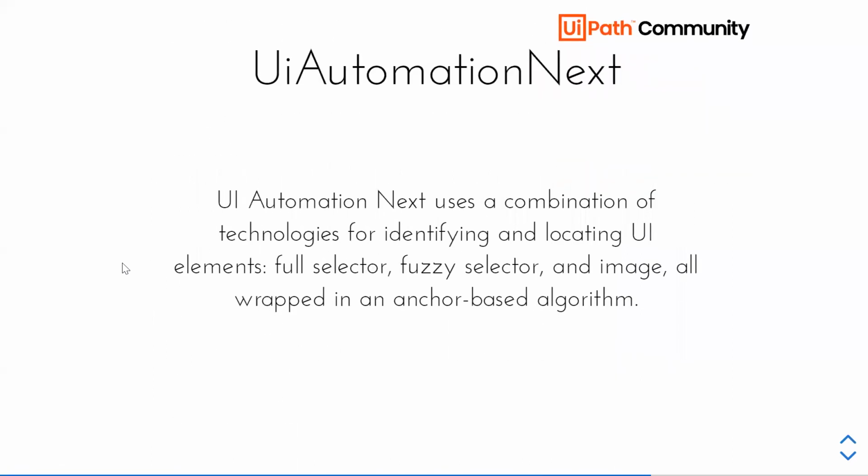Absolutely. So we are now going to discuss UiAutomationNext. UiAutomationNext is a library that is a combination of technologies for identifying and locating UI elements. It is a combination of full selector, fuzzy selector, and image, which are all wrapped up inside your anchor-based algorithm. All of these things grouped together are known as unified selector, because right now we are not using just one concept of full selector, fuzzy selector, or image. We are using all of them along with the anchor-based algorithm to identify a given element on the screen. So this concept is called unified selector.